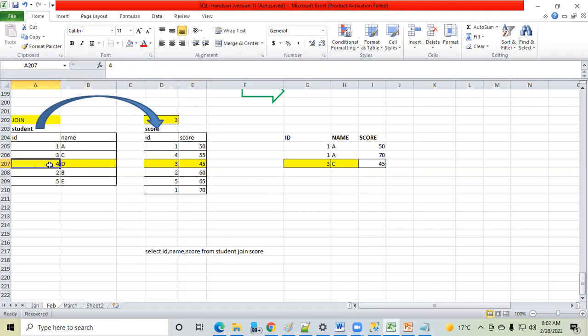Now after this, what will happen? ID is equal to 4. It will take this ID 4. It will paste it here. Now same thing will happen. Now remove this as well.